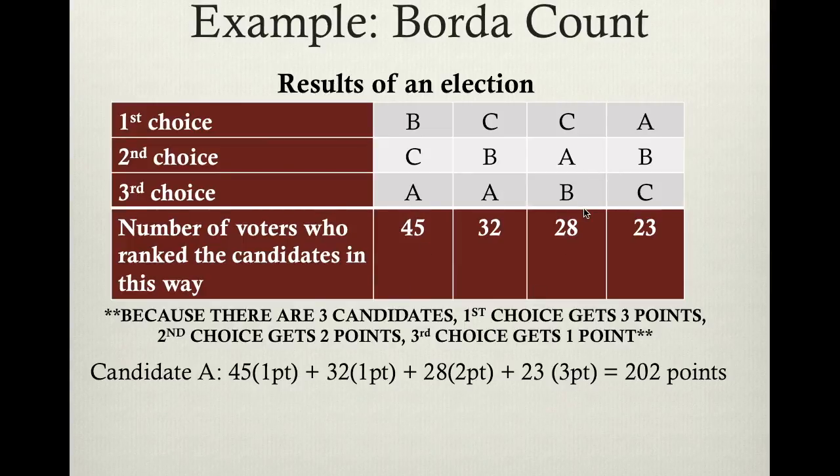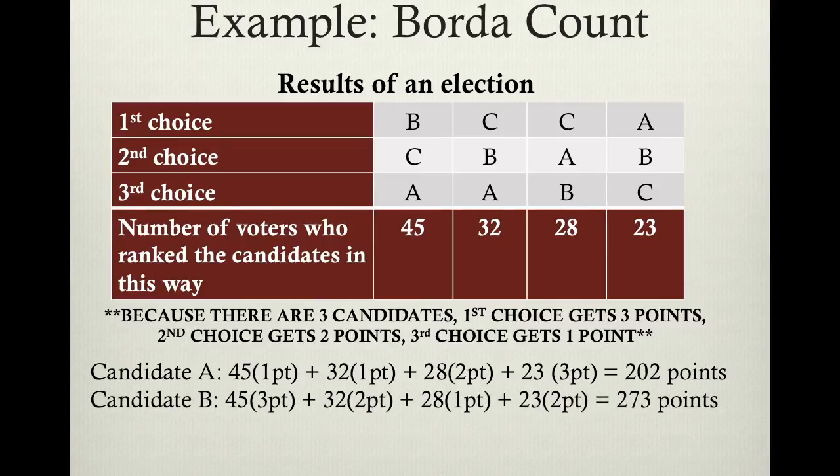In the third column, A is second, which is great, so 2 points times the 28 people who voted A there. And finally, A is first, but only 23 people voted A as first. In first place, you get 3 points times the 23 people who voted A there, so 23 times 3. And if you multiply and add them all together, you get 202 points. And you do the same thing for the other two.